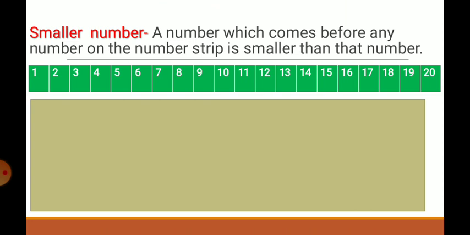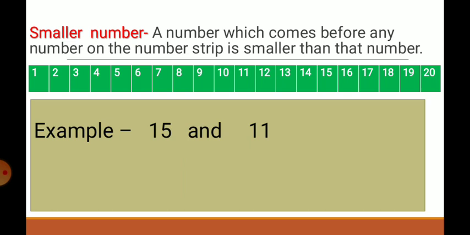A number which comes before any number on the number strip is smaller than that number. A number that comes before any number is smaller than the given number. I will show you with an example: 15 and 11.